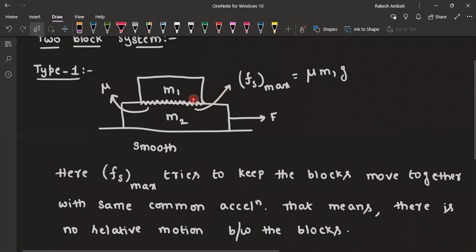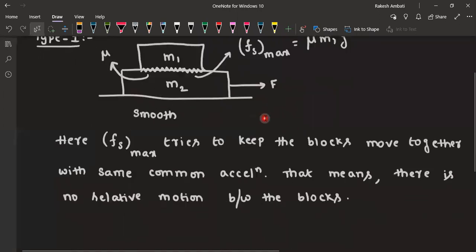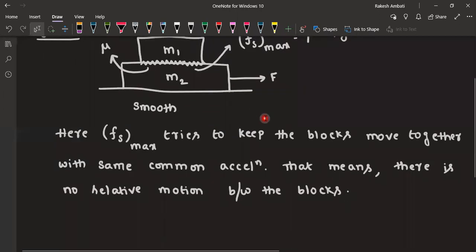Sir, if in this case a person, for example, is standing on block M2 and is observing M1 with respect to M2, then M1 with respect to M2 will be at rest, no? At rest position.